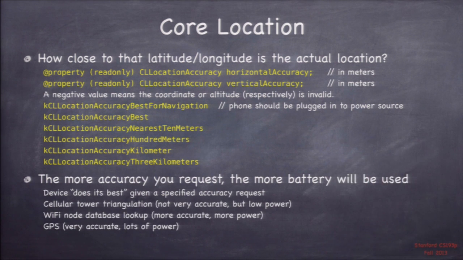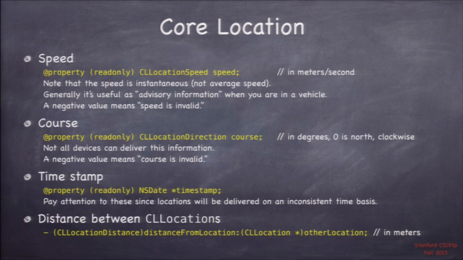Understand that accuracy means power. The more accuracy you ask for, the more power you're going to use, okay? So ask for the least accuracy your application can deal with so that you use as little power as possible. Very important point. Okay, some other properties there. I'm not really going to talk about them. You have the slide for them.